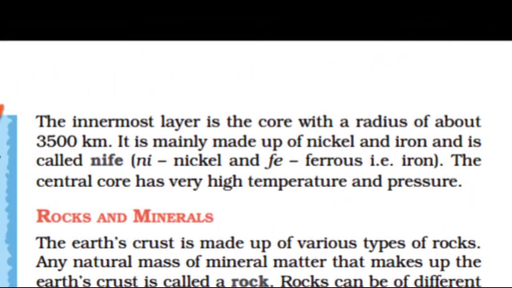Next, the mantle. The middle layer of the earth is called the mantle. It consists of iron and magnesium. Last one, core. The Earth's innermost layer is known as the core. It is mainly made up of heavy metals, particularly nickel and iron. The central core has very high temperature and pressure.